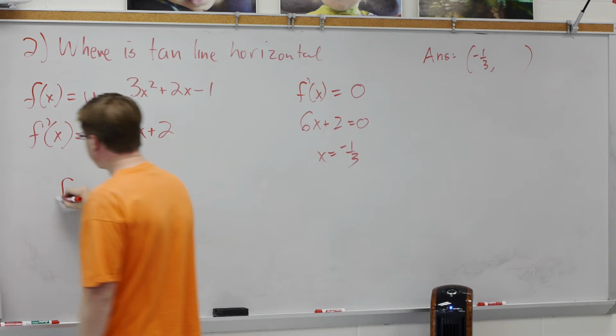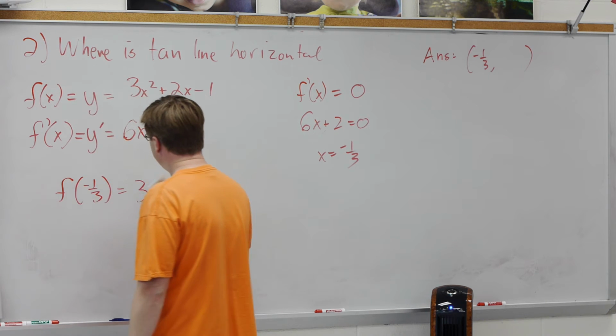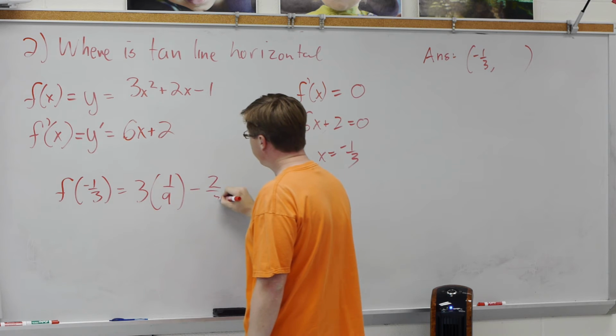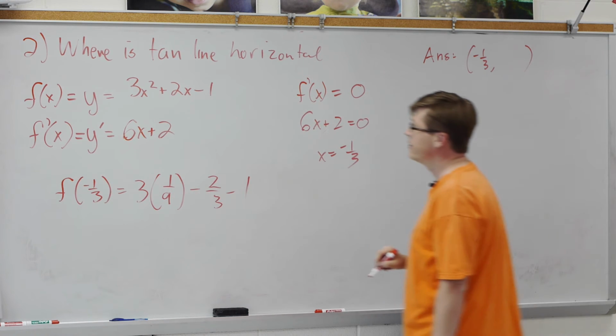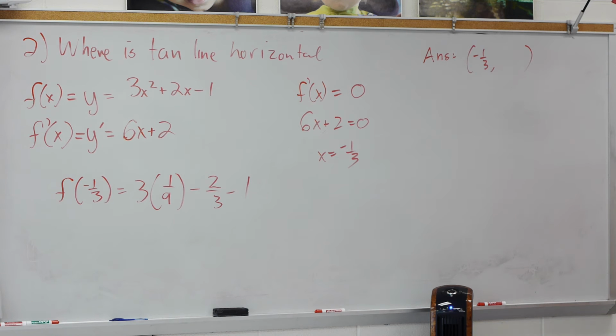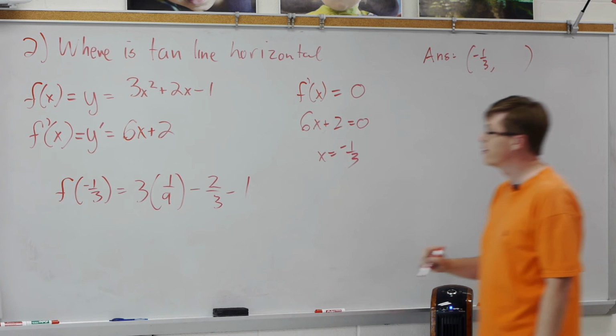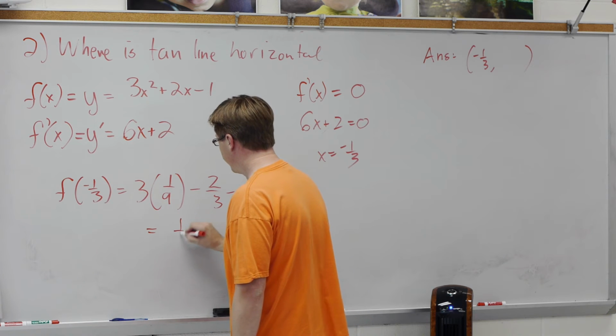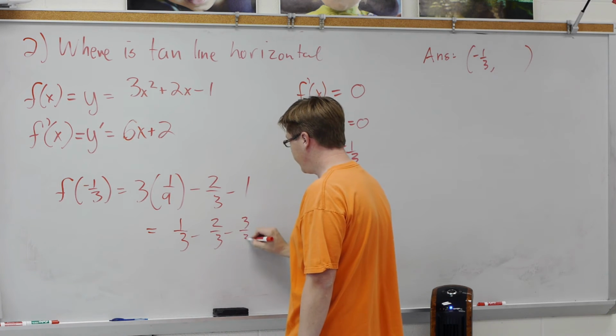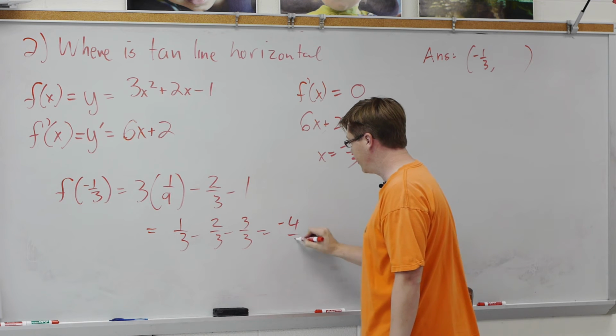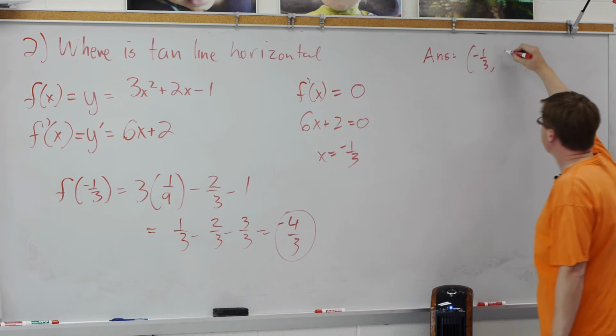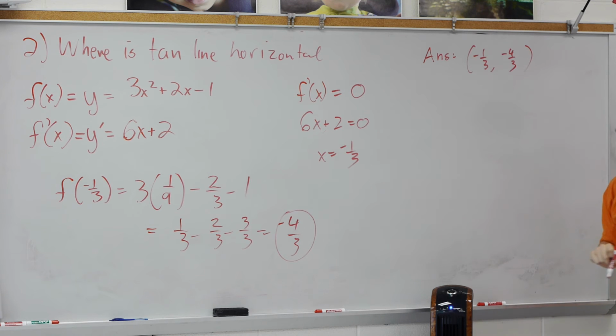So f of negative 1/3 is 3 times 1/9 minus 2/3 minus 1. Which is 1/3 minus 2/3 minus 3/3, which is negative 4/3, I believe. You're finding the coordinates, exactly.